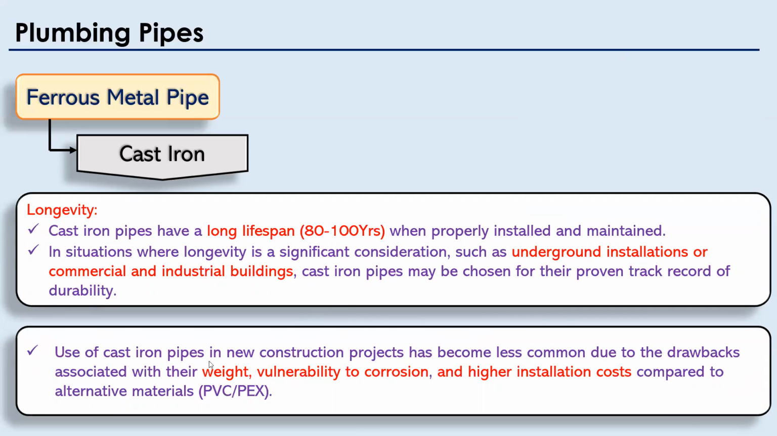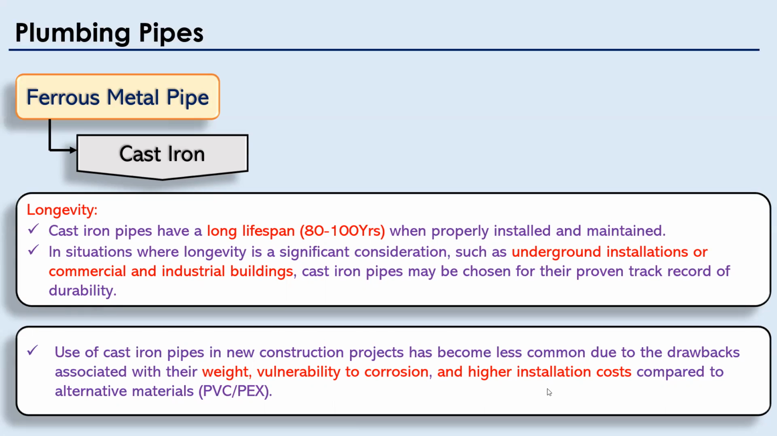Use of CI pipes in new construction projects has become much less common. Why? Because there are some drawbacks associated with CI pipes. What are they? Weight: they are very heavy. Vulnerability to corrosion: they get easily corroded. The connections, the joints, are very difficult to make. They also have a higher installation cost.